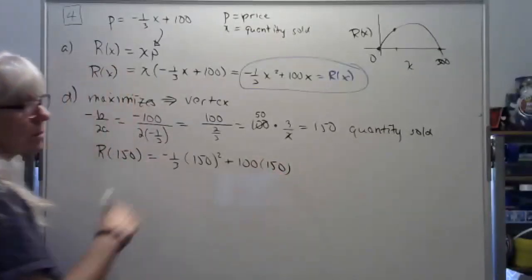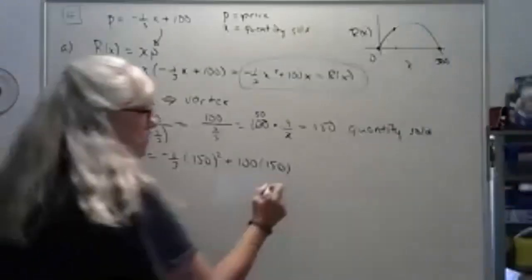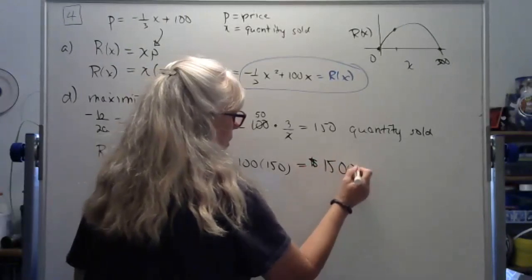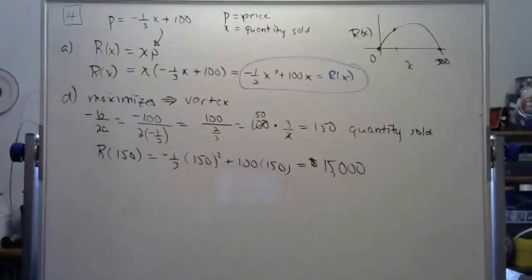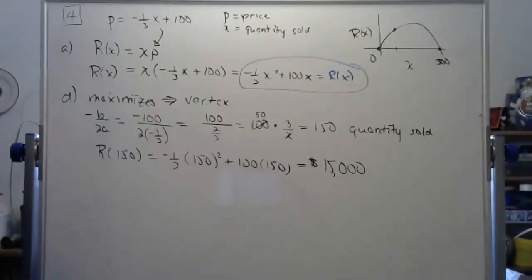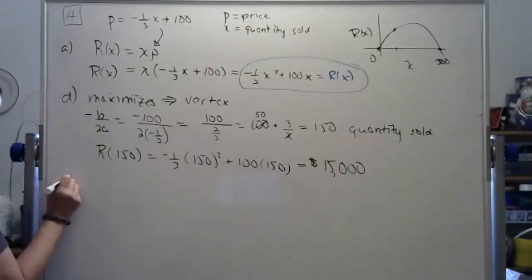And it better be bigger than the answer we got in the previous answer of the $6,666, because this should be larger than that. I ended up with 15,000 as my answer. So if you sell 150 snowboards, you will bring in a revenue of $15,000. That doesn't sound very impressive, does it? Maybe I'm a small business. Comments or questions so far? There's one more part to it.